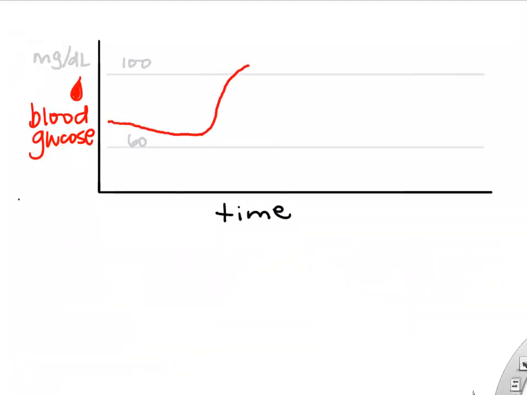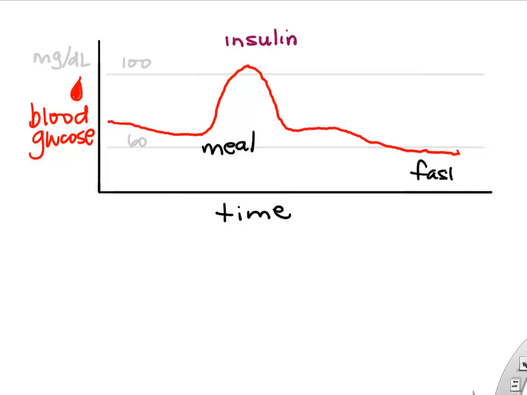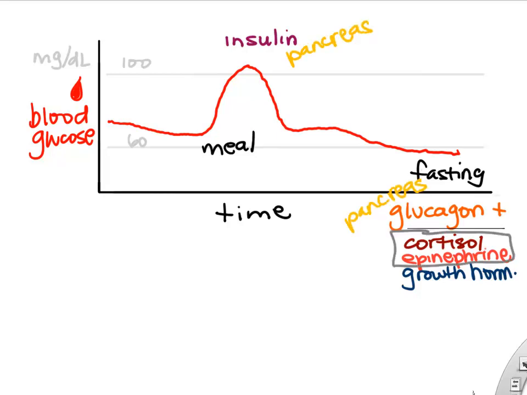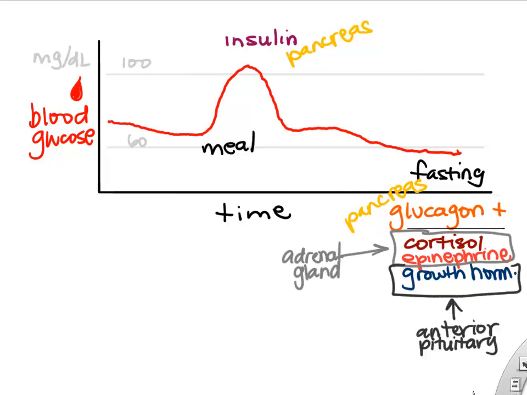So if we eat a meal, our blood glucose will spike and get very high. The hormone that we'll release in order to bring that back down is insulin. And so insulin will help bring our glucose back in the homeostatic range. If we're fasting and we haven't eaten in a long time, our blood glucose will drop, but glucagon, as well as cortisol, epinephrine, and growth hormone, all will help bring our blood glucose back into the homeostatic range. We're going to focus on the pancreatic hormones, insulin and glucagon. These other hormones are made by glands we've learned, like the adrenal gland and the pituitary gland.